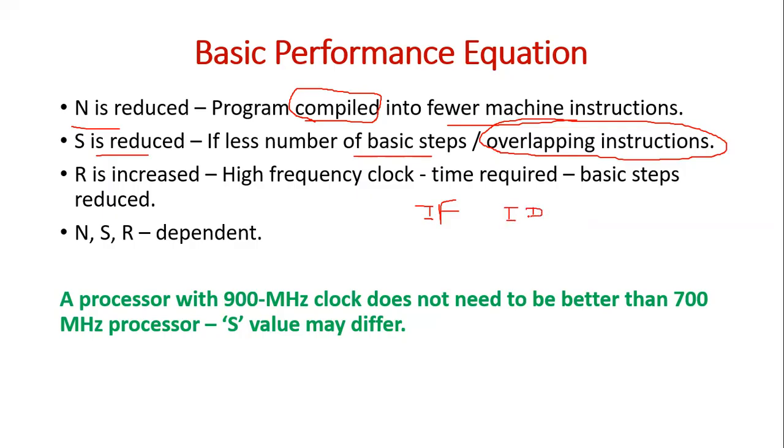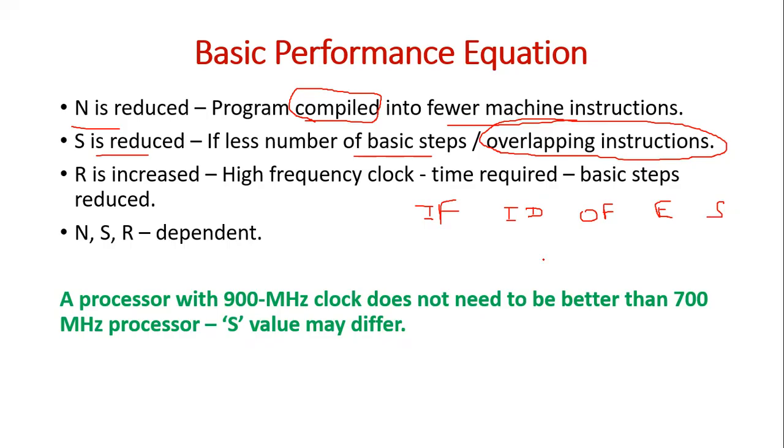Instruction decode. Instruction fetch means the instruction will be moved from memory to the processor. Instruction decode means the processor will decode the instruction and understand what is to be done. Then operand fetch: if the instruction needs some operands from memory, they will be fetched. Then execute the instruction, and then store the result. These are the steps required in any typical instruction.